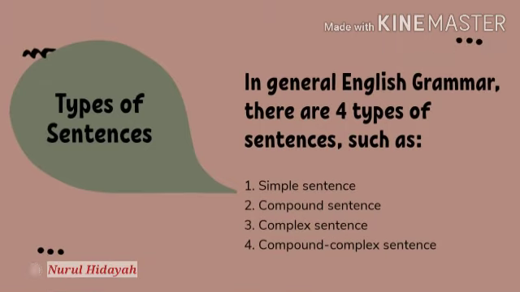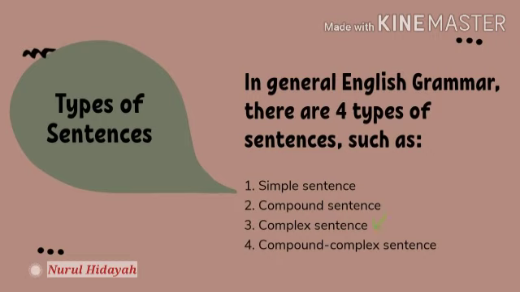In general English grammar, there are four types of sentences. That is, the simple sentence. A simple sentence consists of one independent clause with no dependent clauses. Next, the compound sentence. A compound sentence consists of many independent clauses and no dependent clauses. The existing clauses are combined together using conjunction, punctuation, or both.